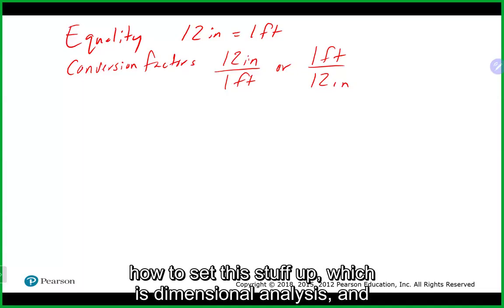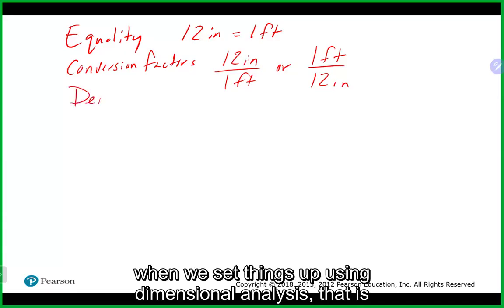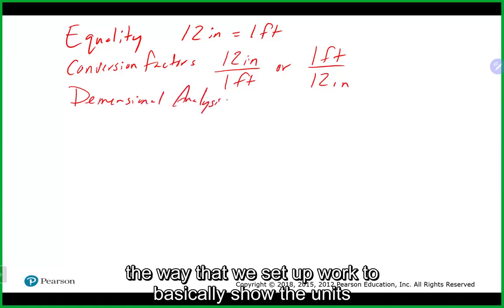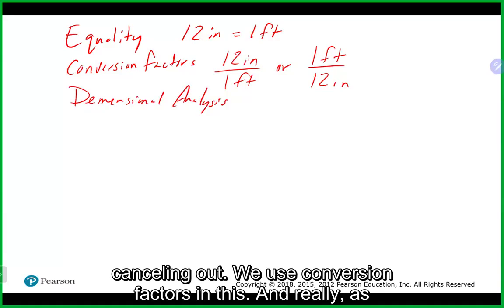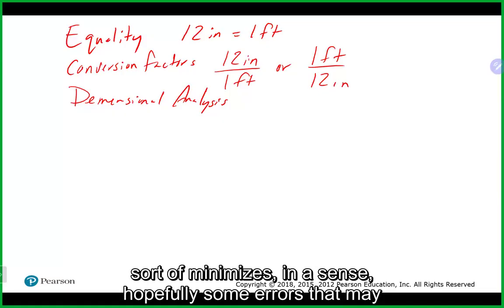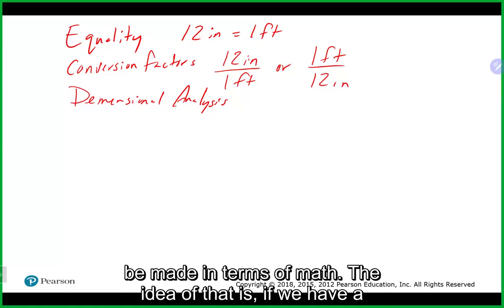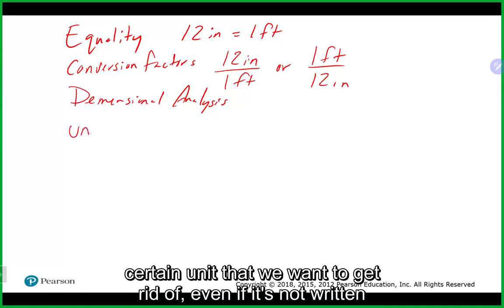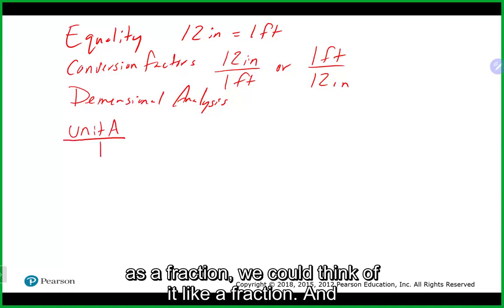We talked about how to set this stuff up, which is dimensional analysis. When we set things up using dimensional analysis, that is the way that we set up work to show the units canceling out. We use conversion factors in this. And as we talked about a lot last time, the way that we set those up hopefully minimizes some errors that may be made in terms of math. The idea is if we have a certain unit that we want to get rid of, even if it's not written as a fraction, we could think of it like a fraction.